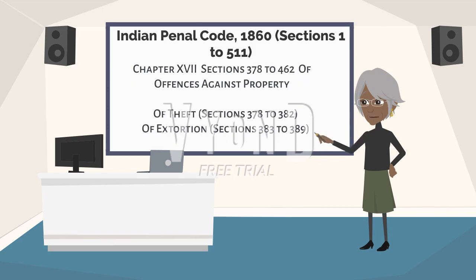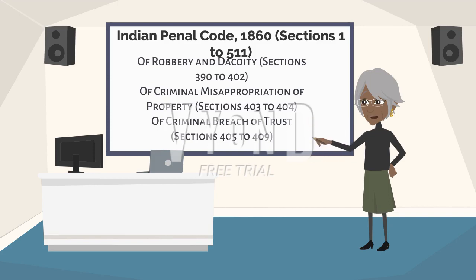Chapter 17, Sections 378 to 462: Of Offences against Property. Of theft, Sections 378 to 382. Of extortion, Sections 383 to 389. Of robbery and dacoity, Sections 390 to 402. Of criminal misappropriation of property, Sections 403 to 404.